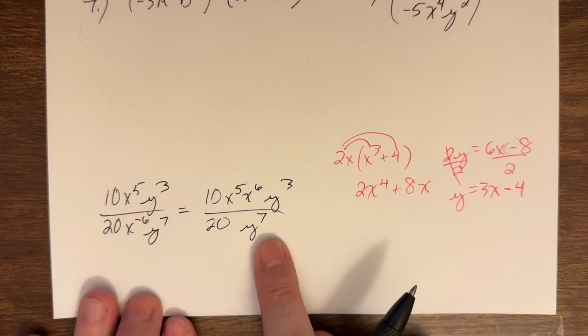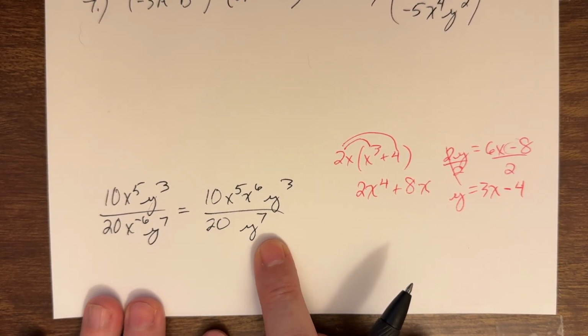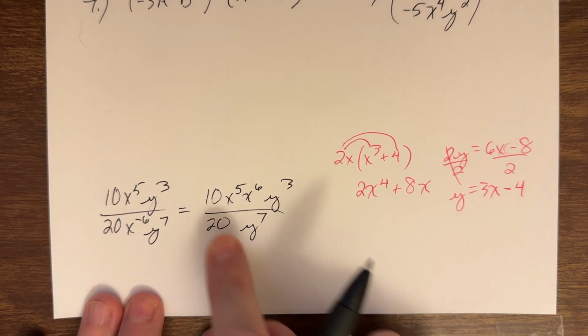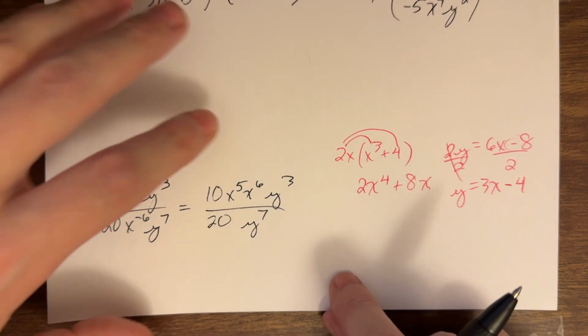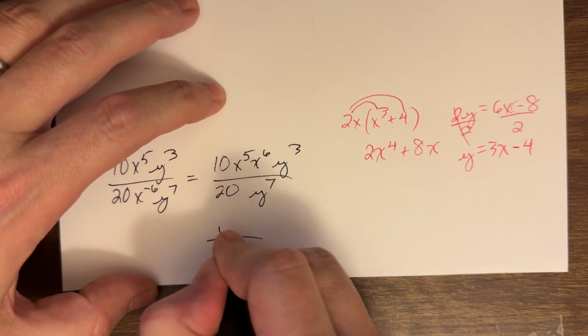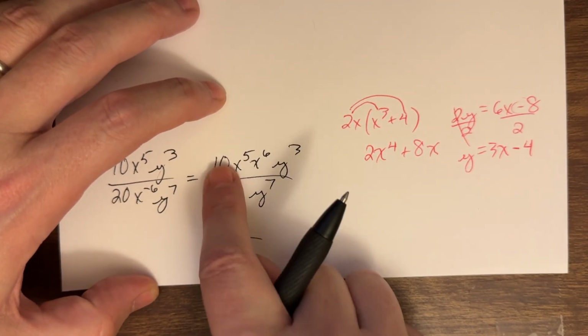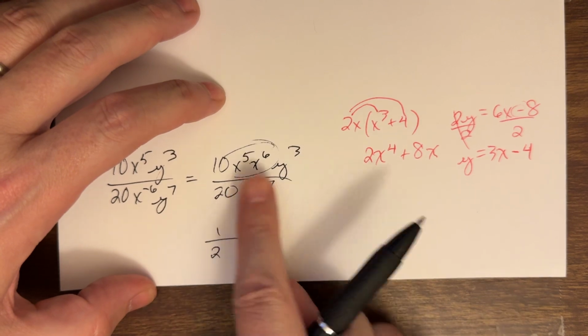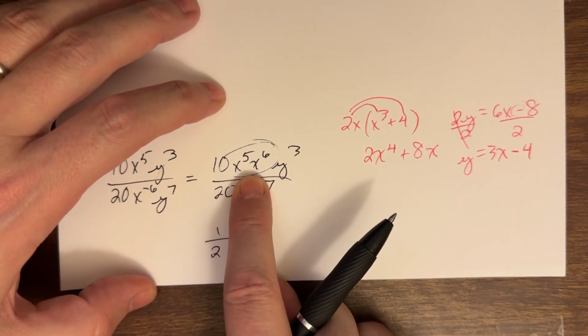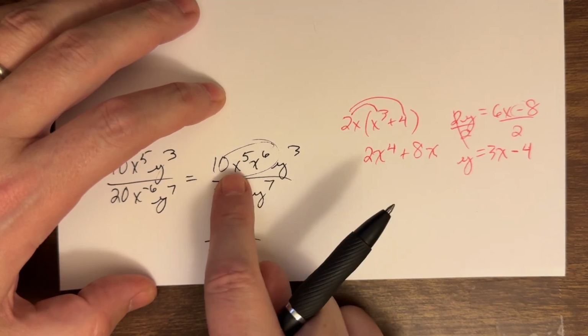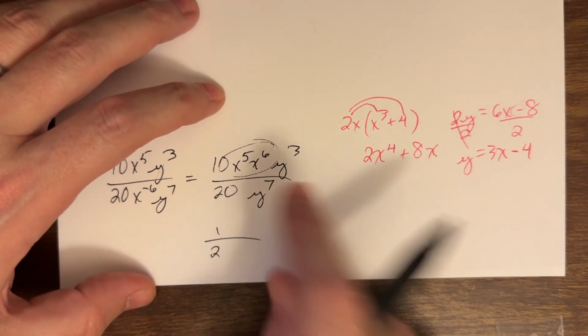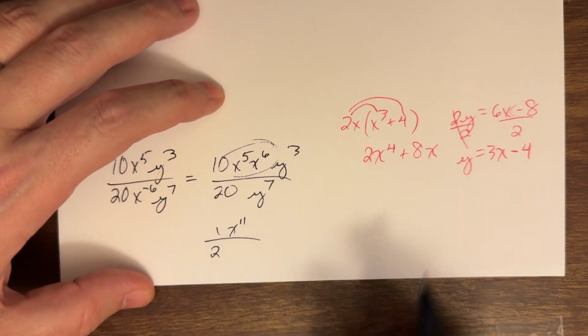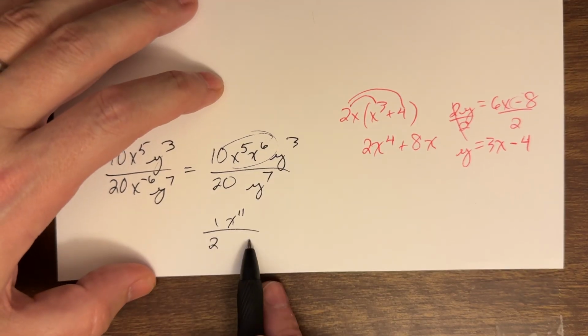So now that little rewrite, and now my work is just a little bit different. I still have the 10 over 20. I'm still going to reduce that as a simple 1 over 2, canceling a common 10 top and bottom. But now my x's, I'm not actually dividing. I'm multiplying. These x's are right next to each other. They're being multiplied. They're being combined. I get my x to the 11.